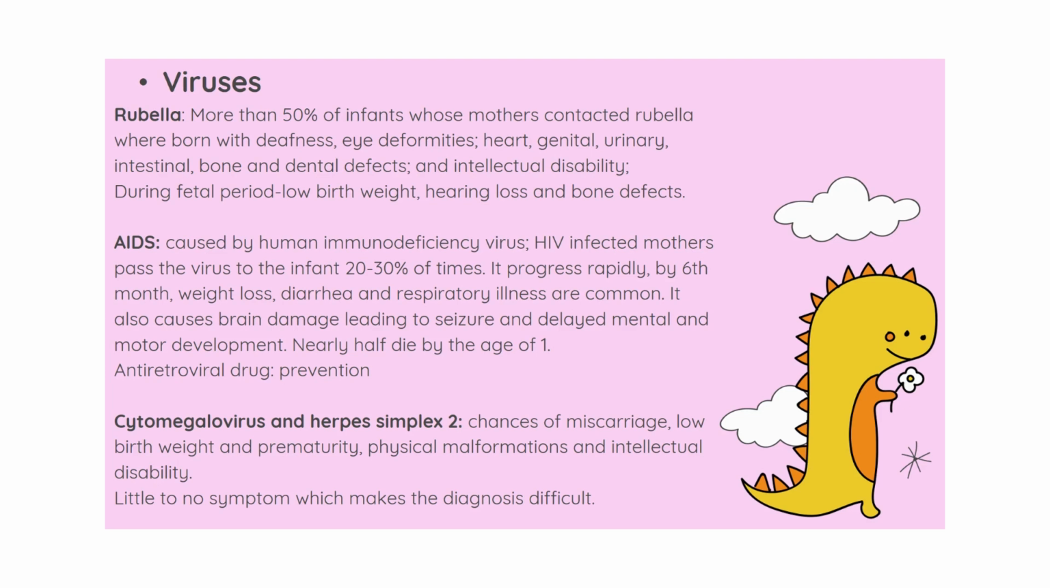Both are prevalent in mothers who keep a monogamous relationship or multiple partners. So, if the mother contracts any of these viruses and passes them on to the children or the infants, there is a chance of miscarriage, low birth weight and prematurity, physical malformations, and intellectual disability. The main problem with these viruses is that they show little to no symptoms, so it makes it very difficult to diagnose these viruses in the child.